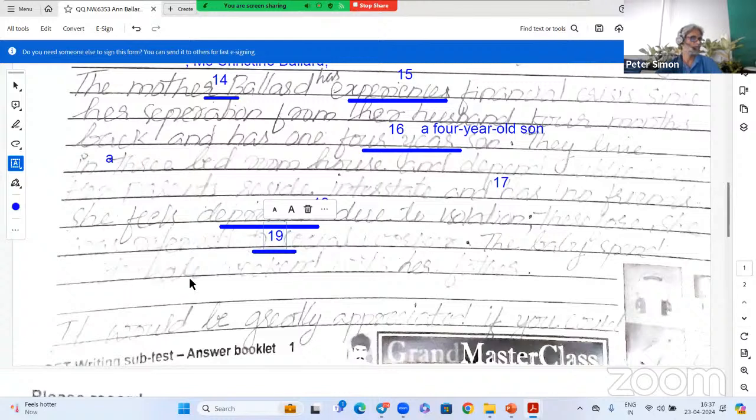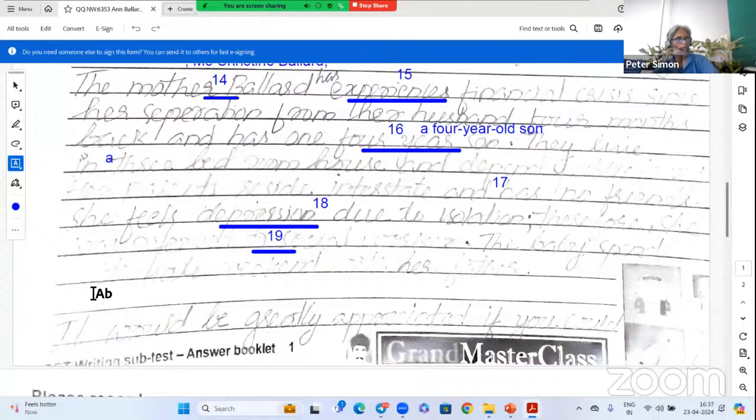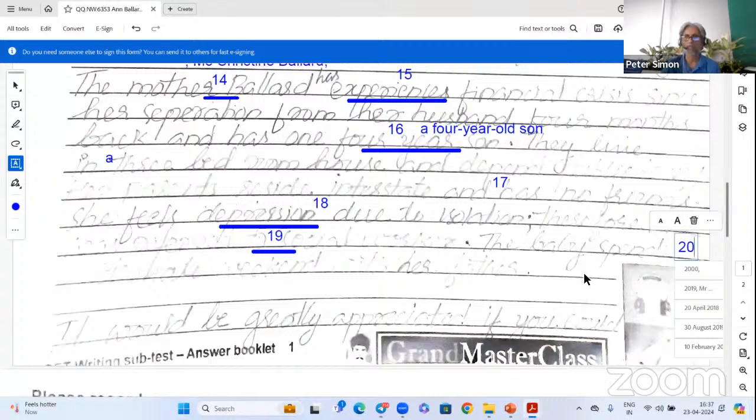The baby spends. Is the S there here or not? Not clear. The baby spends. Number 20. The 19th one is a social worker. Number 20. The baby spends.